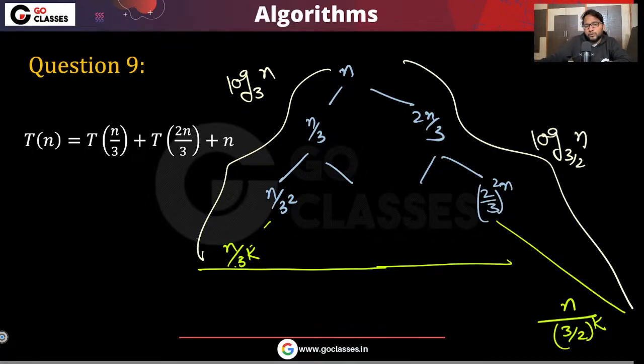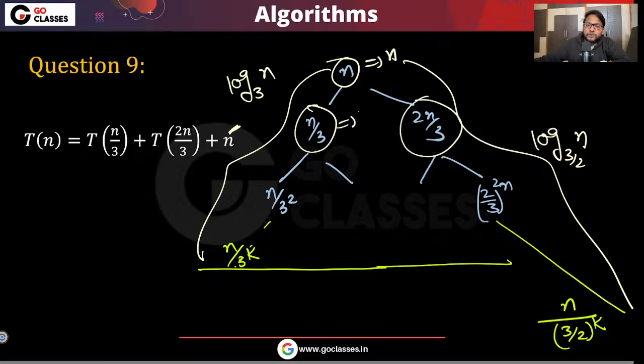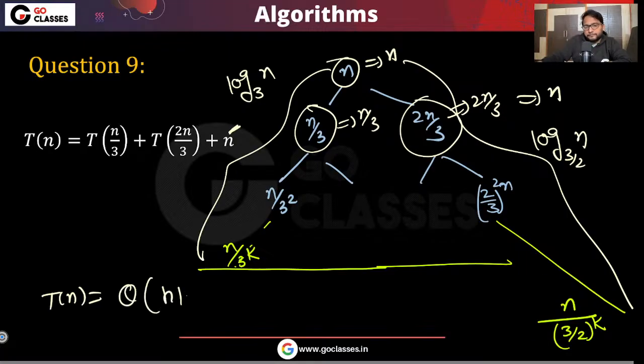So you can say that at every level the work is n only. This is n by 3 as work here, this is 2n by 3 as work, so that's why the total work is n. So basically Tn is bounded below by n times the number of levels, log base 3 of n, and above by n times log base 3/2 of n. So that's why you can directly write theta of n log n.